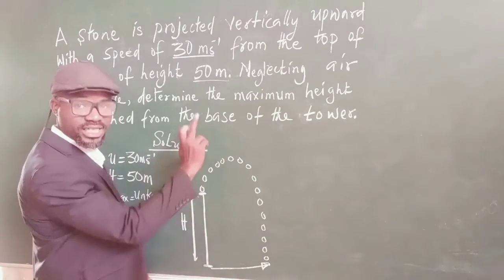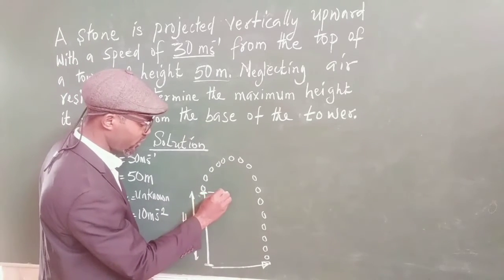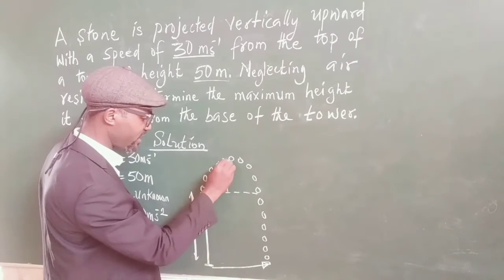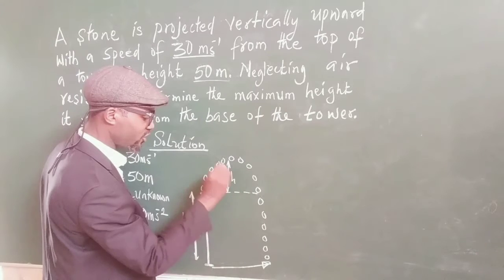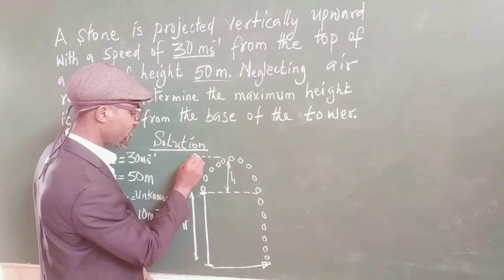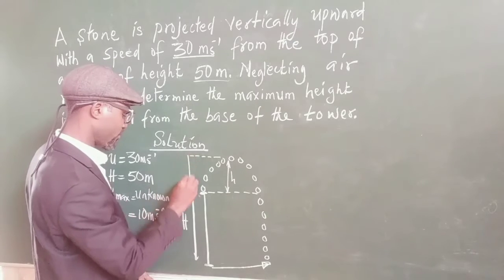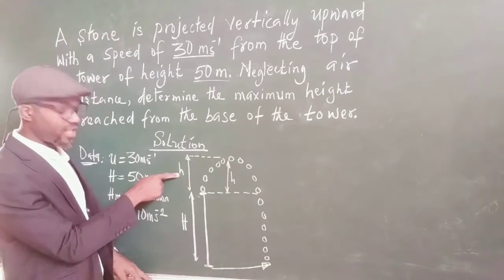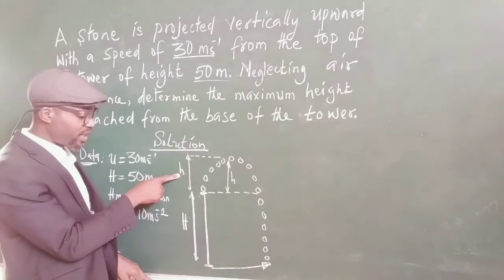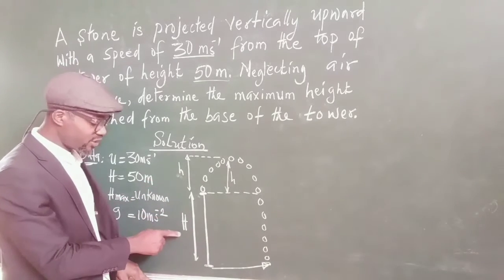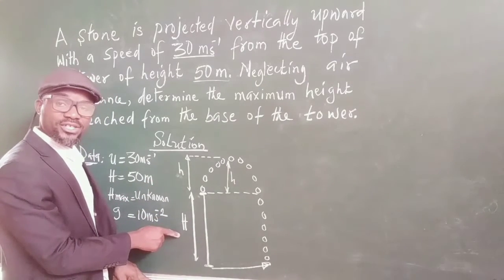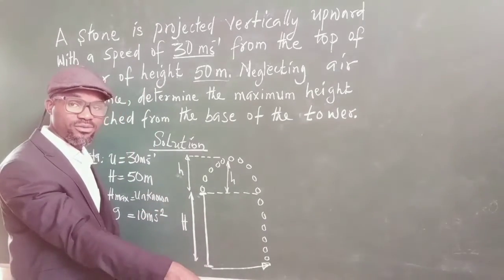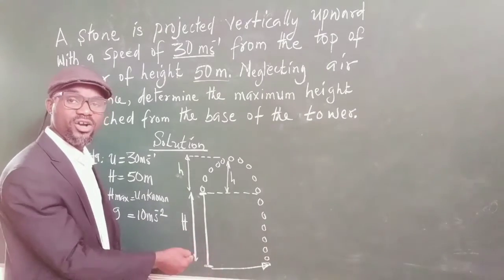So it was projected vertically upward, so we take that into consideration. If we represent the maximum height attained by the object with small letter h, it corresponds to the maximum height we are looking for. By the time we find the value of this small h and add it to the height of the tower, we will get the maximum height the object attained before falling down, before hitting the base of the tower.